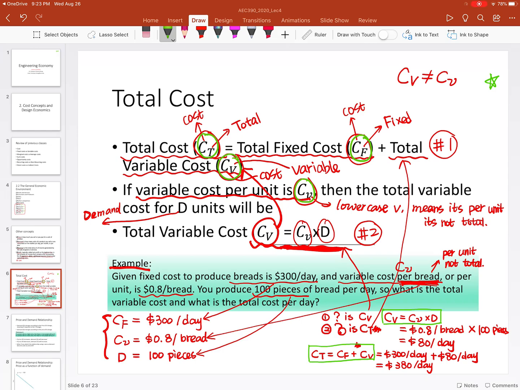How do you calculate the total variable cost then? That's function number 2. You use lowercase cv, the variable cost per unit, times the number of units you sell or consume, which is demand. Demand is written as D, the symbol for demand. These are the two functions we learned, and we saw an example to let you practice them. That's what we learned in the last class, and today we're going to learn more about those 5 things: price, demand, revenue, profit, and cost. We're going to learn more functions to calculate each one of them.